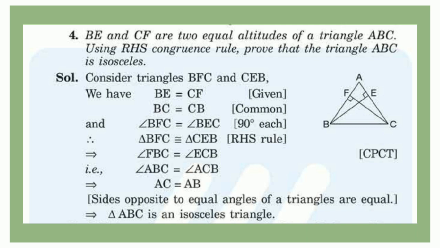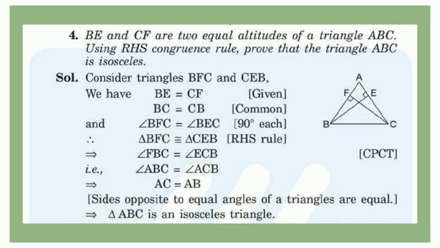Both are equal, so base angles are equal. That is, in an isosceles triangle, base angles are equal, and the sides opposite to these two angles are equal. That means sides opposite to equal angles of a triangle are equal, that is AC equal to AB. Therefore we can say triangle ABC is an isosceles triangle.